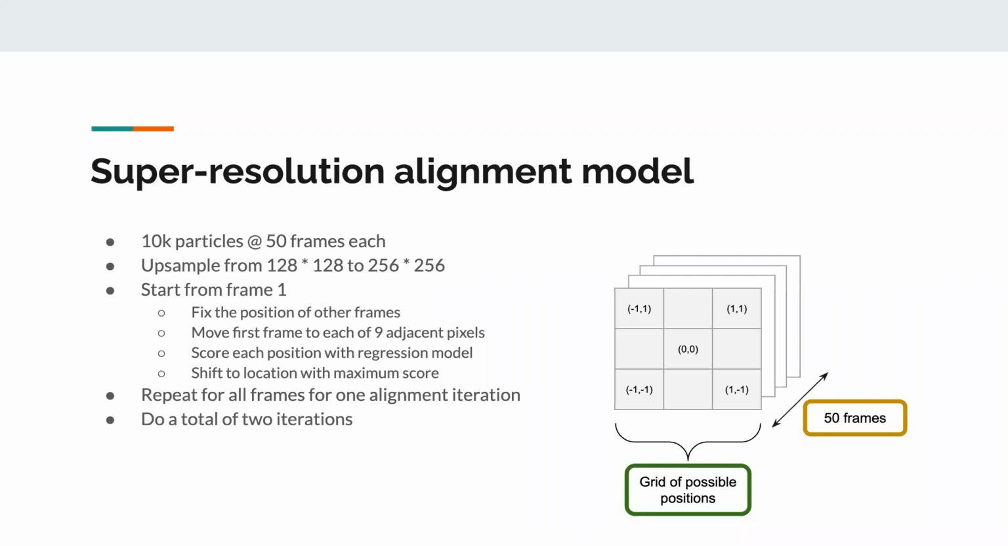At each position, we take the average of the frames and score using the regression model. We fix the first frame at the highest scoring position and move on to the second frame. We repeat this process for all frames and that makes up one alignment iteration. We took a total of 2 iterations to reach convergence.